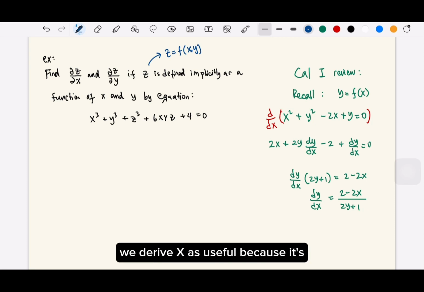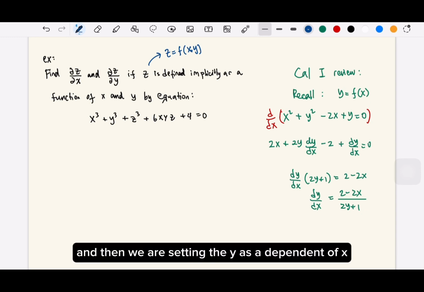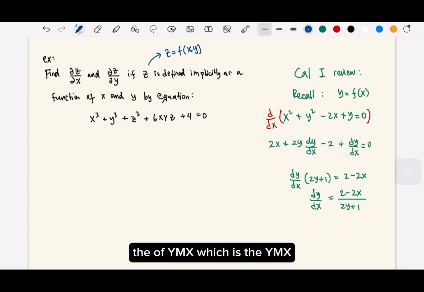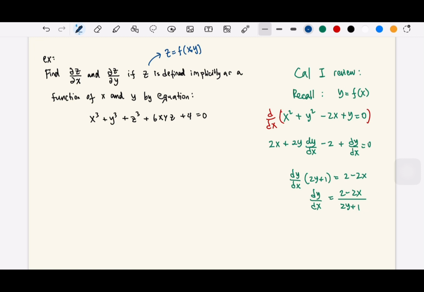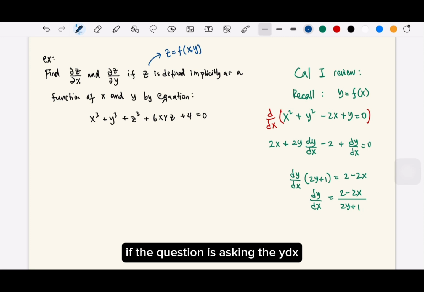We differentiate x as usual because it's the independent variable, and then we set y as dependent on x, which means when we differentiate with respect to x, we include the chain rule, dy dx. Every time we take y squared, we take 2y and then write dy dx, and y becomes dy dx. Then we can solve this for dy dx. If the question is asking for dy dx, this will be the end result.